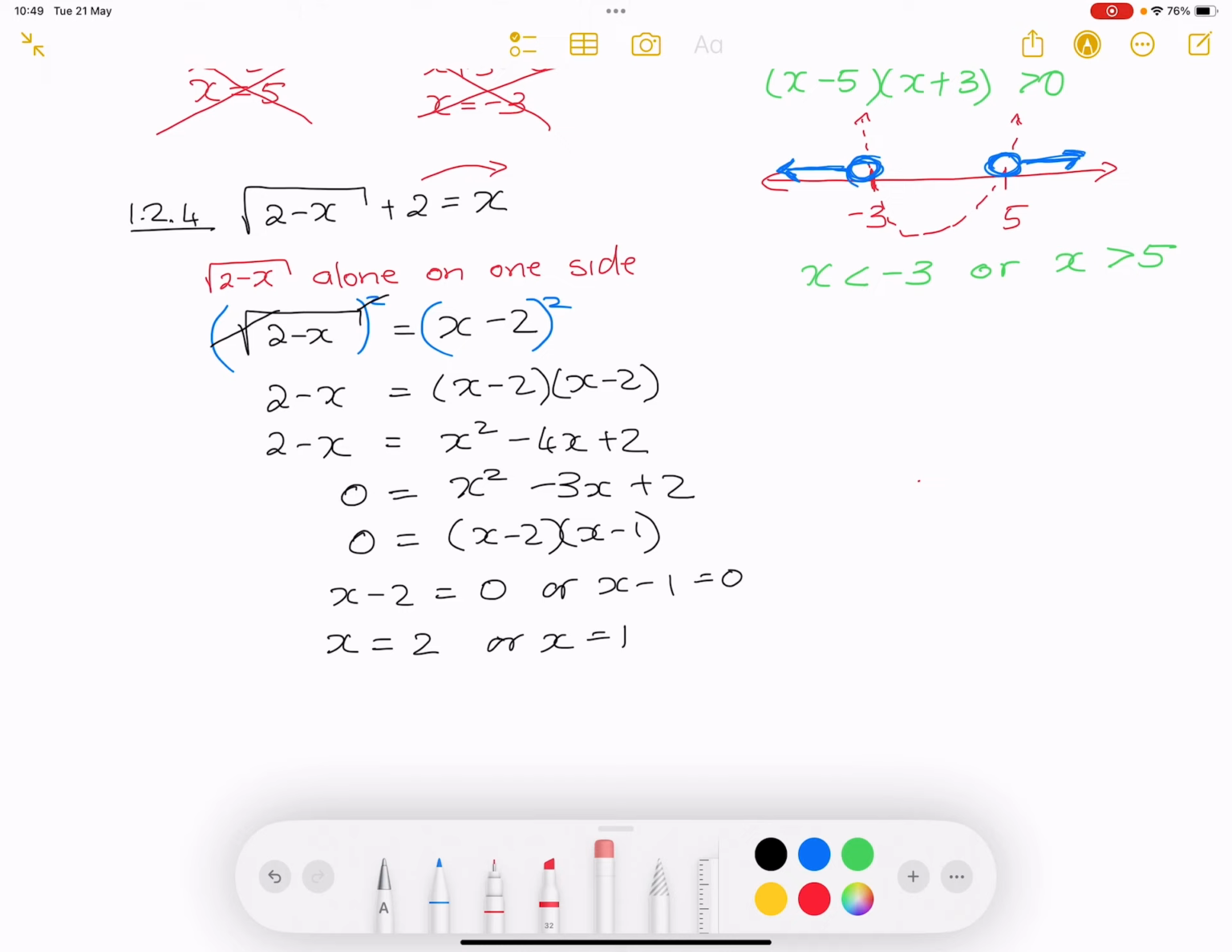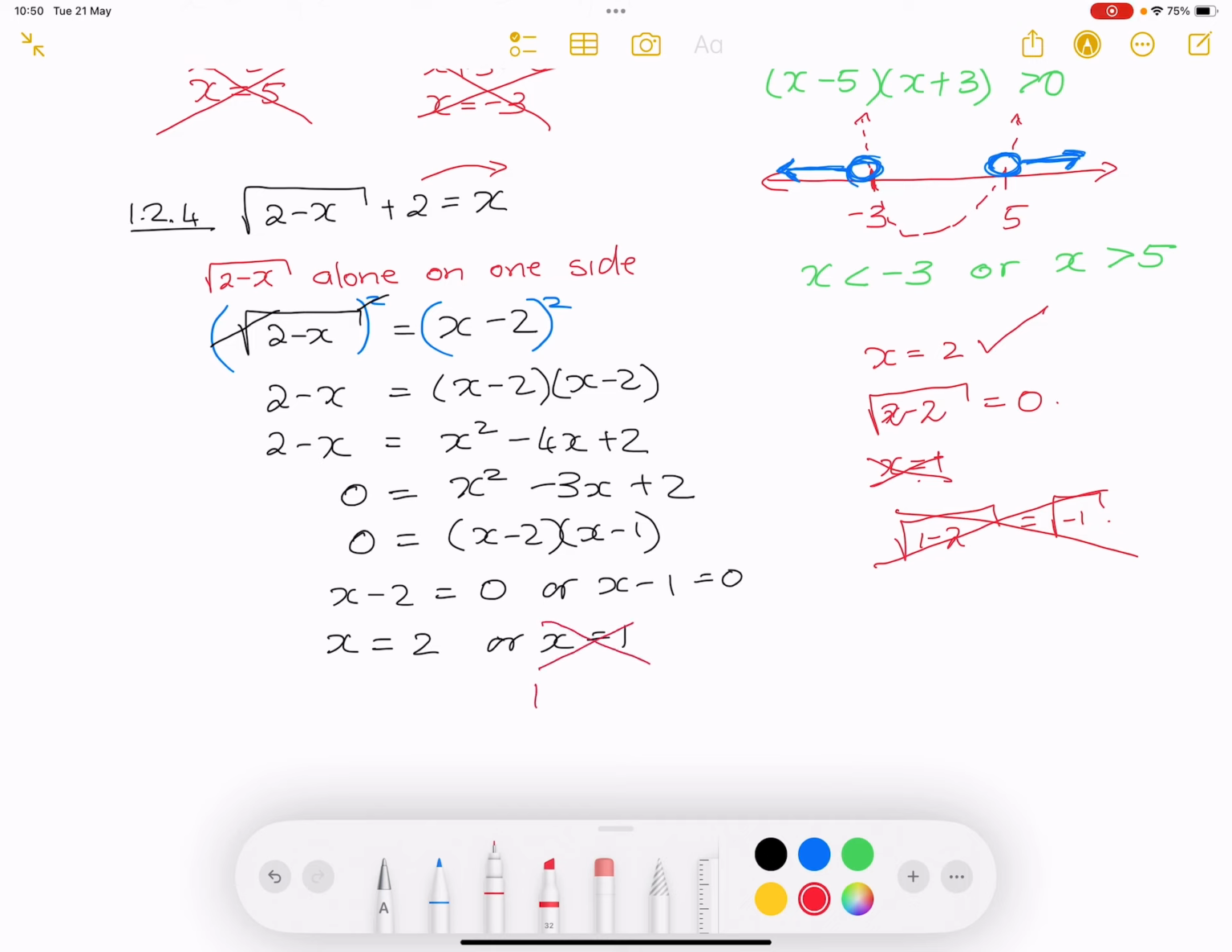So you are going to have, if x is equal to 2, then the square root of 2 minus 2 gives you 0. If x is equal to 1, then the square root of 1 minus 2 is the square root of minus 1, which is not possible. So the only answer possible is x equals 2. So you write there that 1 can't be. Then you say not possible.